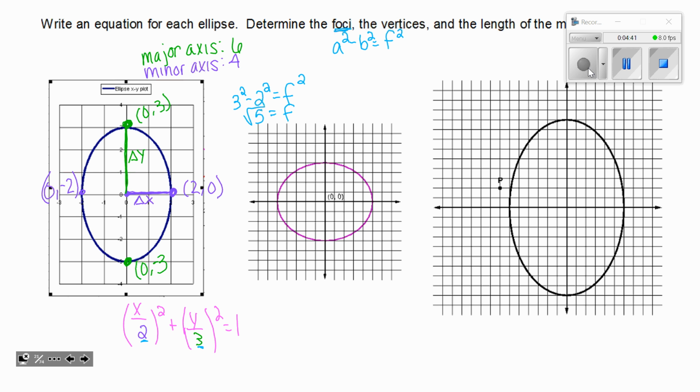So what that means is your focus is a distance, the square root of 5, from the center. So this happens to be centered at 0, 0. And so my focal point is the square root of 5 spaces away. 2 squared is 4, 3 squared is 9. So this is going to be a little bit more than 2. So I'm going to go a little bit more than 2 spaces, and that's going to be my focal point, and it's on the major axis. And then we're going to go down a little bit more than 2 spaces, and that is also our focal point.